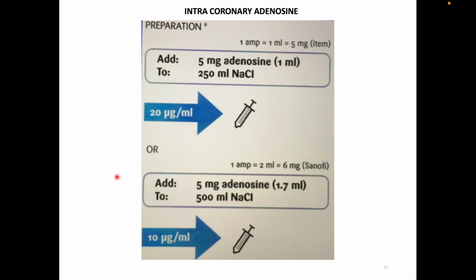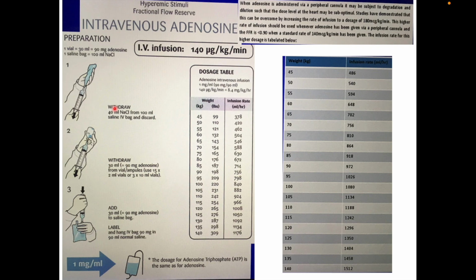So there are ways of preparing intracoronary adenosine. This is a diagram just to show that. You have to hang these in your cath lab right next to your console for FFR. You can prepare the adenosine infusion like this. Usually we give 140 micrograms per kg per minute, and the recommended route is a central venous line. But if you're giving it from the arm, it is preferable to give it through the antecubital vein at the elbow level with a large bore cannula, and then preferably increase the infusion to 180 micrograms per kg per minute.